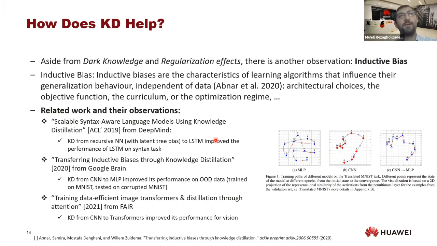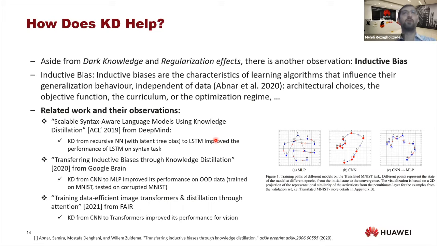And then we also have another hypothesis. Aside from regularization, and aside from dark knowledge, we might have some inductive bias transfer, and KD might help in transferring inductive bias from one network to another network.